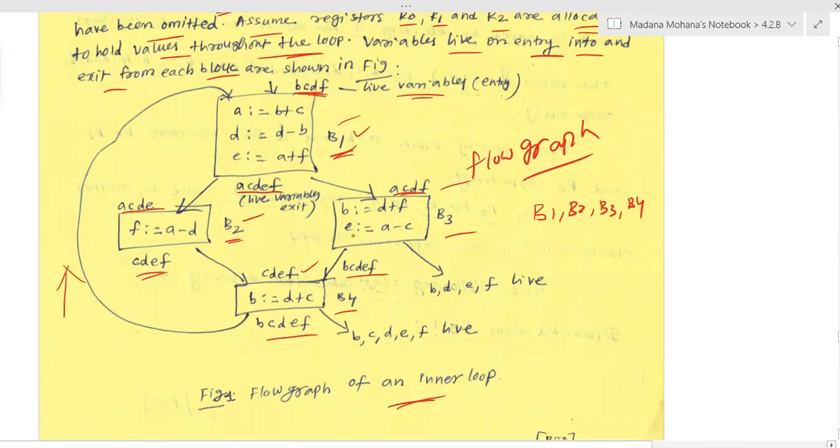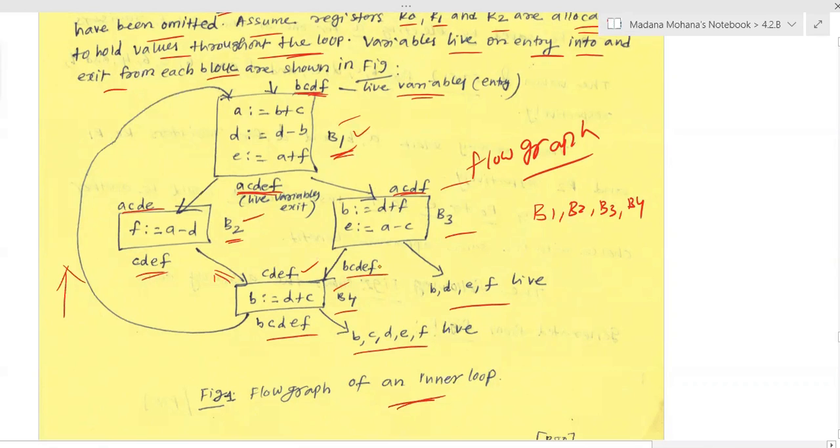So for example, for this block B1, we can take the union of its successors, ACDE and ACDF. If you combine them, you get ACDF. Similarly for this one, it depends on its successor, that is B4, so here we get CDF again. Then B3 also depends on B4, BCDF. Finally for B4 the live variables are given, and for B3 live variables are given. This is one flow graph with inner loop.